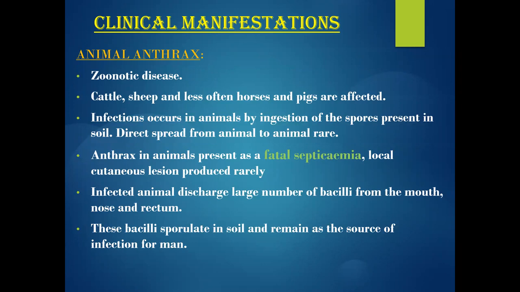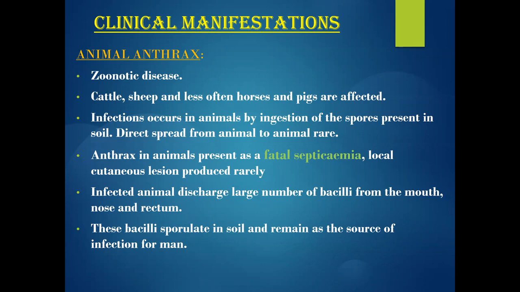Now, clinical manifestation of anthrax. First one is animal anthrax. Animal anthrax is a zoonotic disease. It often affects cattle, sheep, and less often horses, pigs, etc. The infection occurs in animals by ingestion of the spores present in soil. Direct spread from animal to animal is rare.